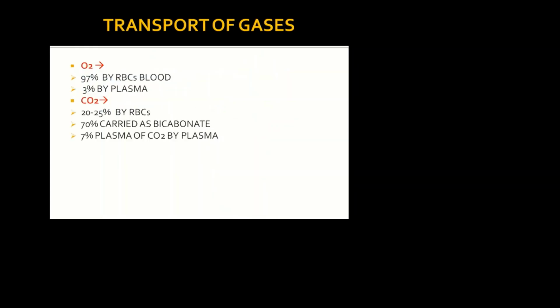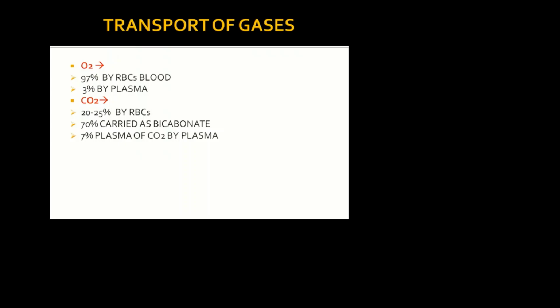Transport of gases. Oxygen is transported: 97% of the oxygen is transported by RBCs in the blood, and 3% is transported by the plasma. RBCs have hemoglobin, as you know. We'll study it later in detail. Carbon dioxide is 20 to 25% by RBC.